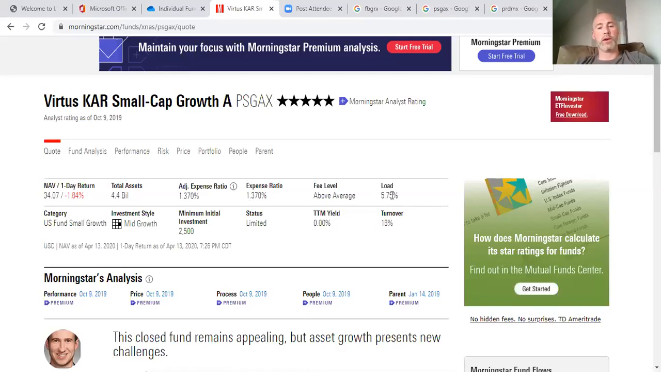Check out the load right here. That's a high load fee. That's the sales commission, meaning every time you buy $1,000 worth, they're keeping about 60 bucks, almost 6%. That's a high load fee.